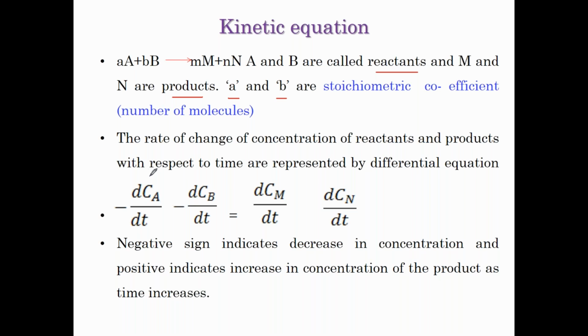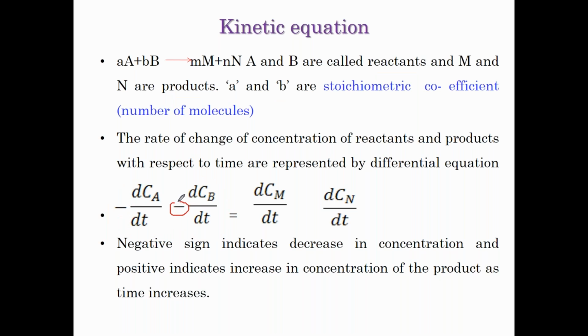Whatever differential equation you are seeing here, any change happening with respect to another variable is represented by differential equations. Here we are trying to understand the change happening with respect to time. That's the reason you see the equation as dCA/dt or dCB/dt, where A is with respect to reactant A and B is with respect to reactant B. And the negative sign here indicates that with respect to time, it is decreasing.